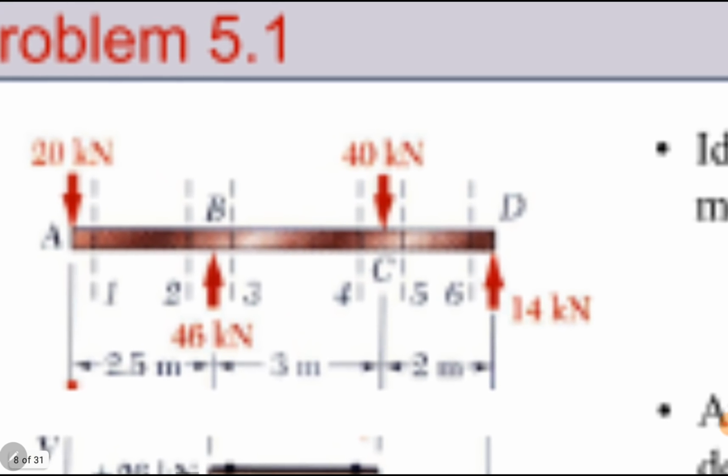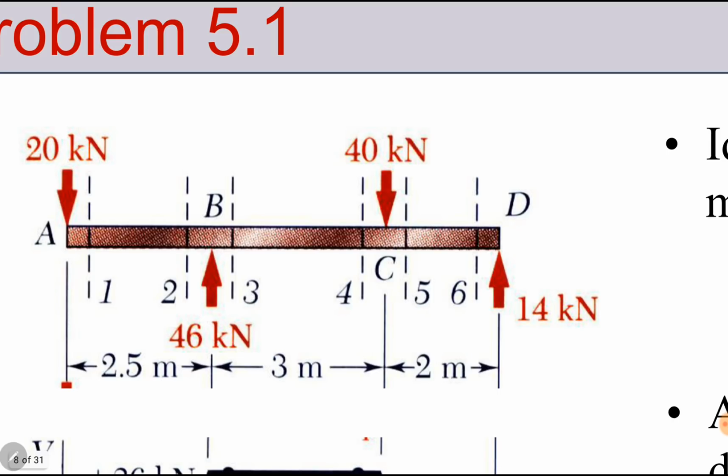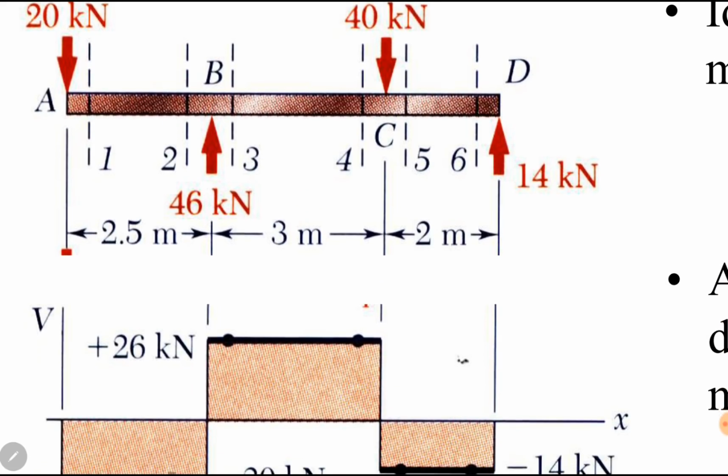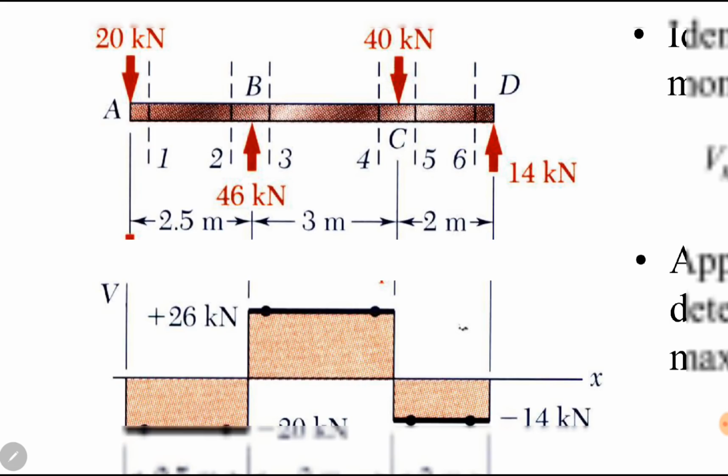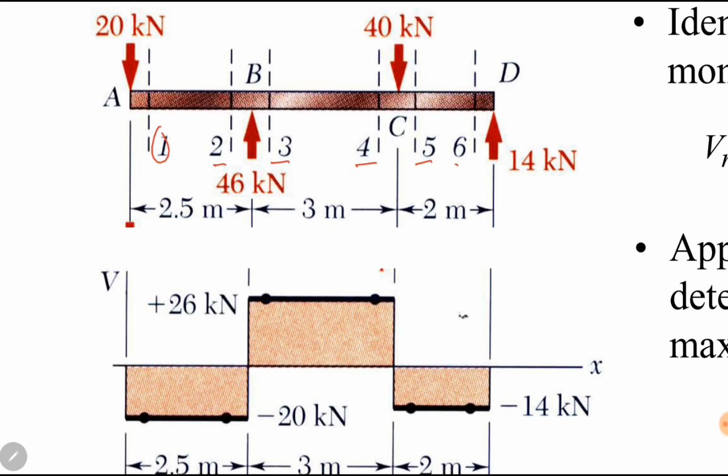Okay, here we have the beam. Whenever we draw the diagrams, shear force and bending moment diagram, always remember to draw them below the beam. First draw the beam, the free body diagram of the beam, and then below the beam draw the shear force diagram and then the bending moment diagram. You can compare it with the beam. At point A, we have section 1. Point B, we have section 2 and 3. Point C, we have sections 4 and 5. And at point D, we have section 6.